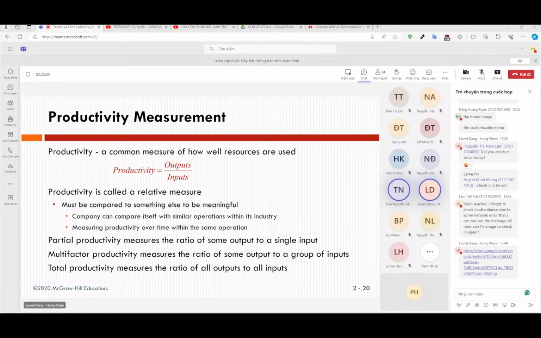Thank you. For productivity measurement, we found that there is one common measure we use to calculate productivity in our supply chain. The most common is using the output divided by the input, and it is divided into three main options. The first one is partial productivity. The second one is multi-factor productivity, and the last one is total productivity. To make it clearer, we will go to the next slide.